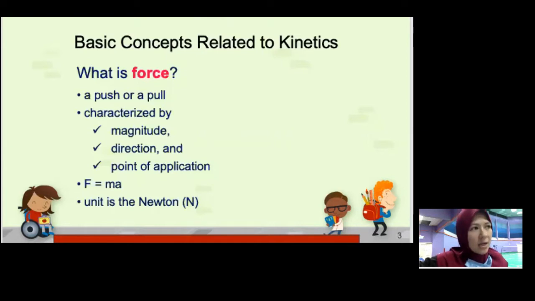Okay, we have learned about forces in chapter 3, if I'm not mistaken. So please refer back to the previous chapter, right? So in order to find the value of force, the measurement will be force equals MA, mass times acceleration. Okay, the unit is the Newton.